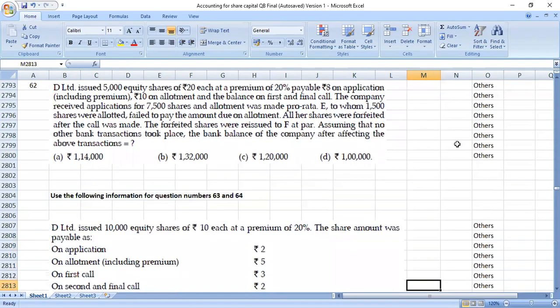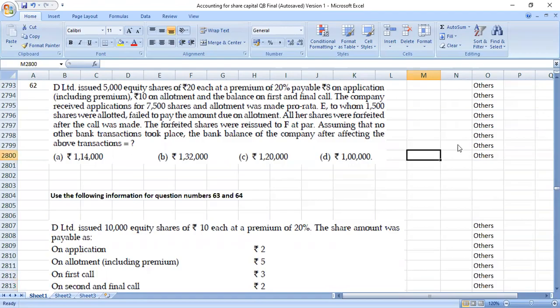Delimited issued 5,000 equity shares of 20 each at a premium of 20%, payable 8 on application, 10 on allotment, balance on first and final call. The company received applications for 7,500 shares and an allotment was made pro rata. E, to whom 1,500 shares were allotted, failed to pay the amount due on allotment. All her shares were forfeited after the call was made. The forfeited shares were reissued to F at par. Assuming that no other bank transaction, find the bank balance of the company. Similar question, my dear children.